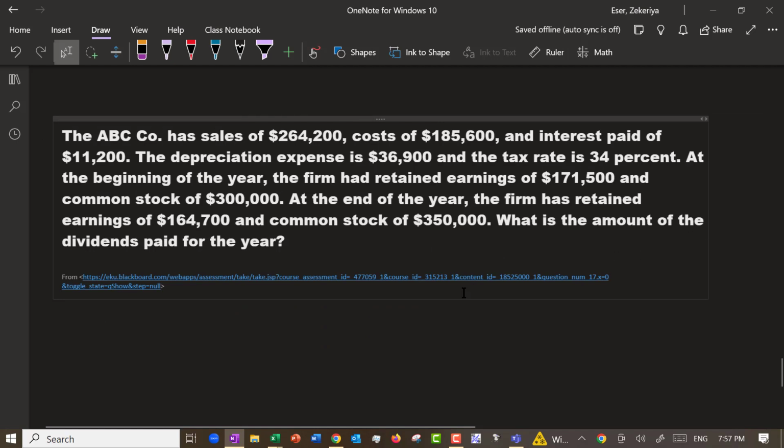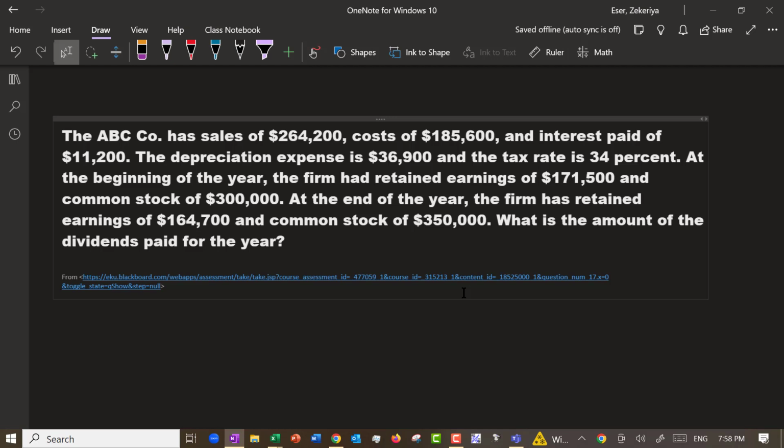We know the sales, costs, interest paid, depreciation, tax rate. Whenever we talk about tax rate, unless it's specified otherwise, it's an average tax rate. At the beginning of the year, the firm had retained earnings of that, common stock of that. At the end, the firm has retained earnings of 164.7 plus common stock of that. What is the amount of dividends paid for the year? It sounds like that, right?